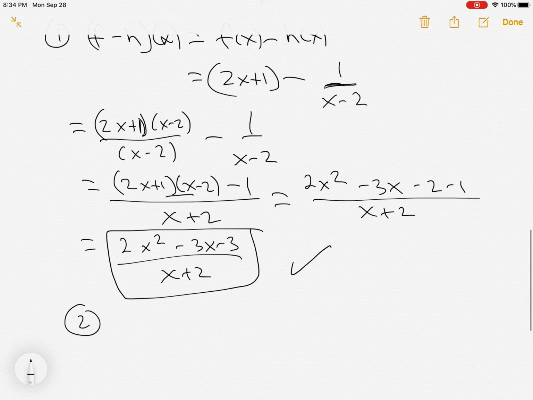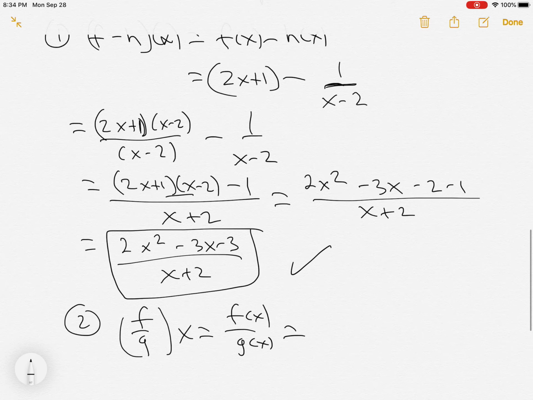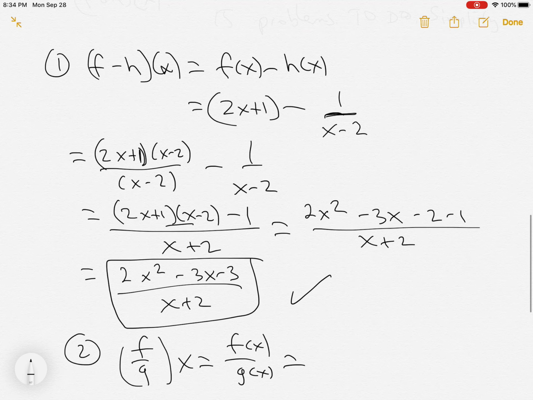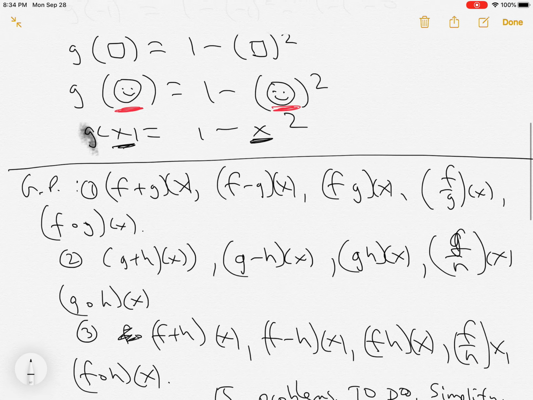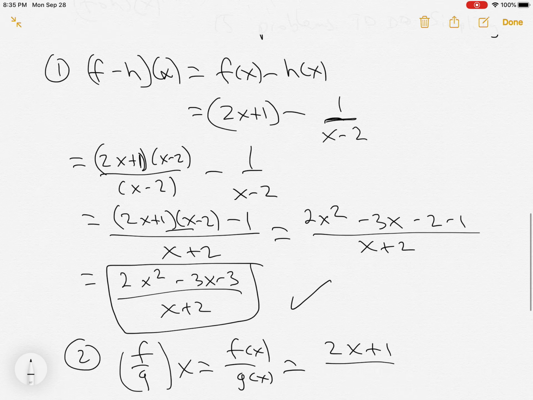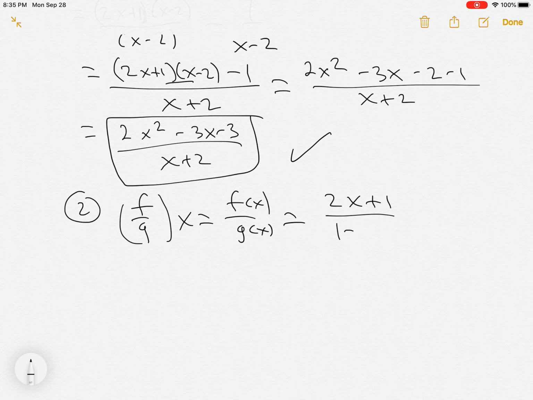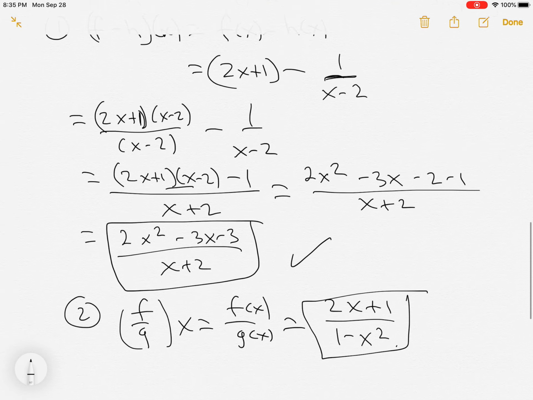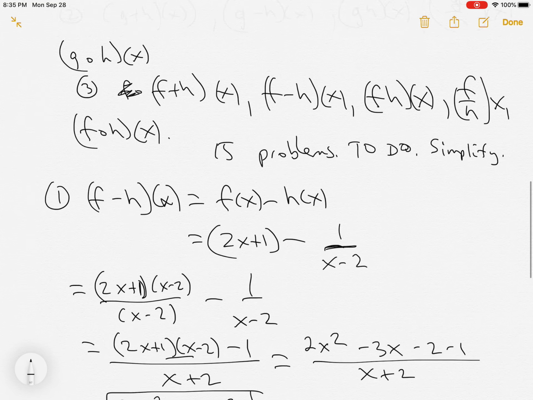The second I'm going to do is f over g of x, which is f of x over g of x, which is 2x plus 1 over, what's g of x? 1 minus x squared. And that's it. Okay, so like I said, you have 15 problems to do. I did 2 of them, so there's 13 left.